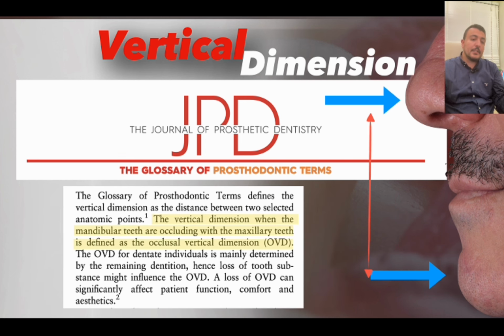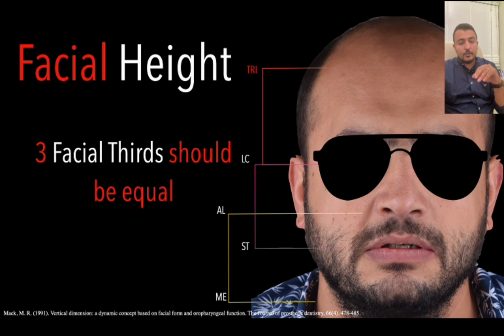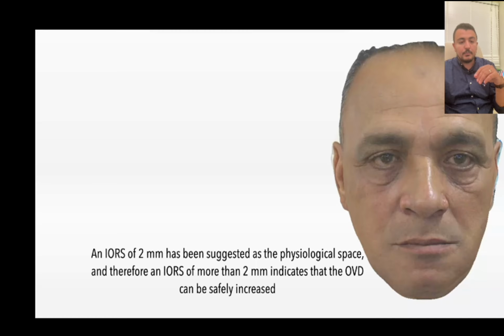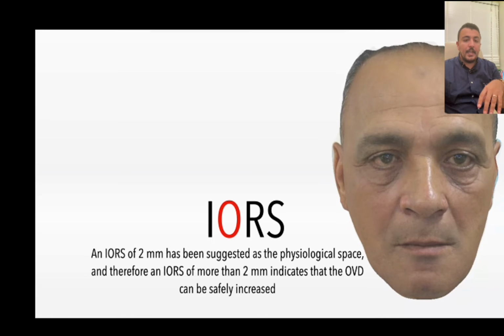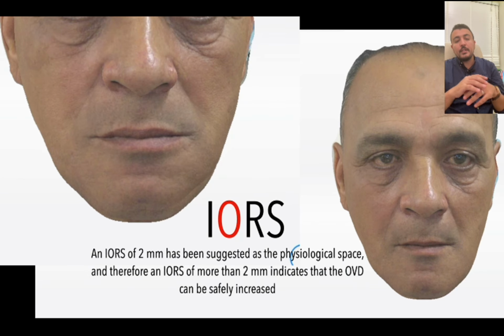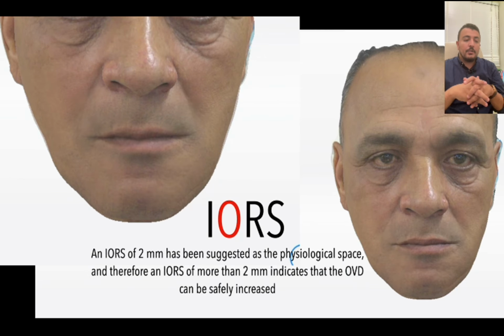So the vertical dimension of occlusion is this distance, but when the teeth are occluding together. And we all know that we have three facial heights that should be equal in many of the cases regarding the vertical dimension of occlusion. And we must have a minimum of 2 mm of interocclusal rest space or freeway space to be able to raise the vertical dimension of occlusion.